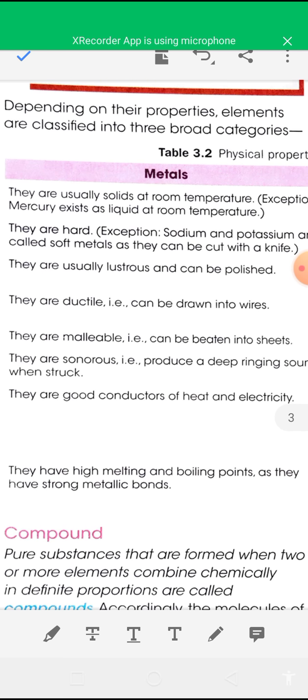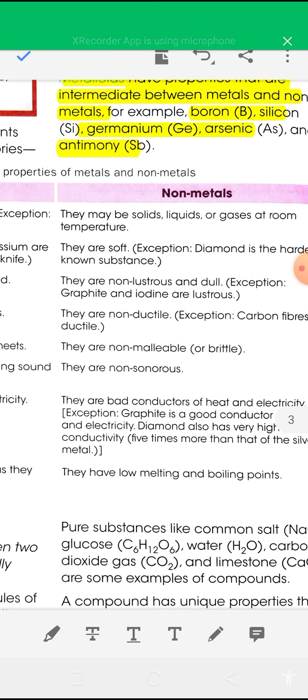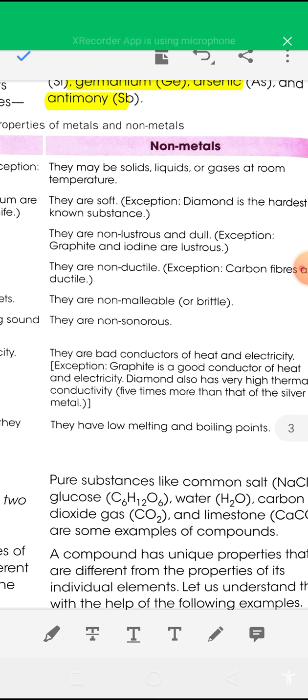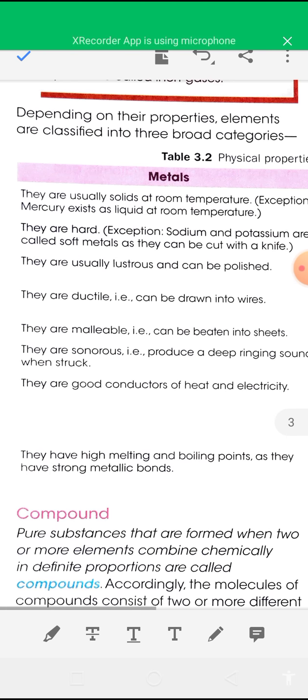Okay, so you know examples of metals. There are many examples of metals like copper, iron, gold, platinum. All these are metals. And non-metals like carbon, nitrogen, oxygen. All these are non-metals. Okay, so see the properties of metals.